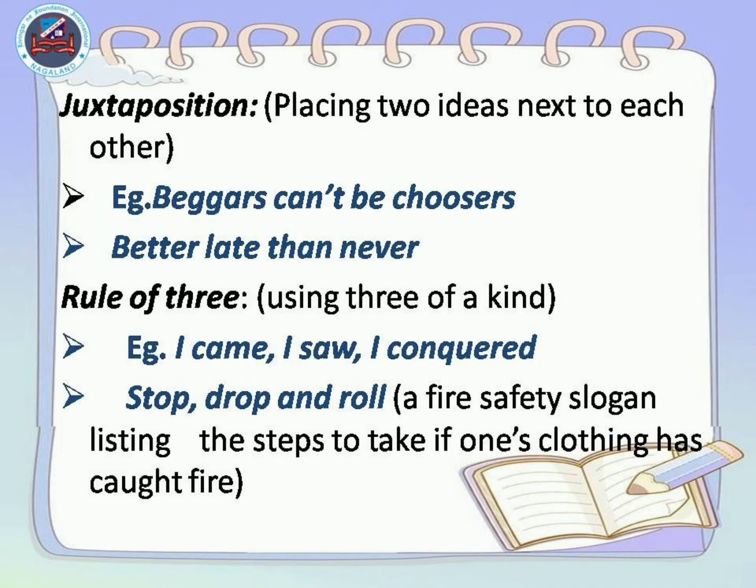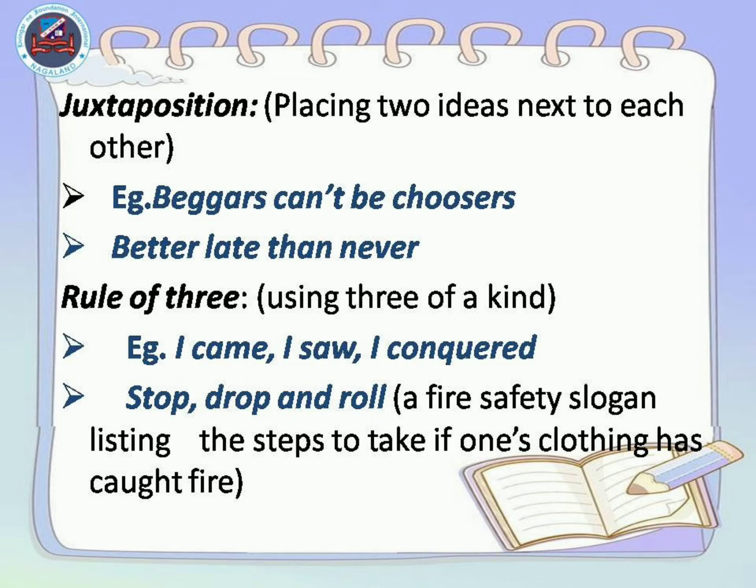Juxtaposition. So juxtaposition is placing two ideas next to each other. It is a comparison and contrast between two concepts that can be either similar or different. The example is there in the slide. Beggars can't be choosers, or better late than never. So those are examples of juxtaposition.